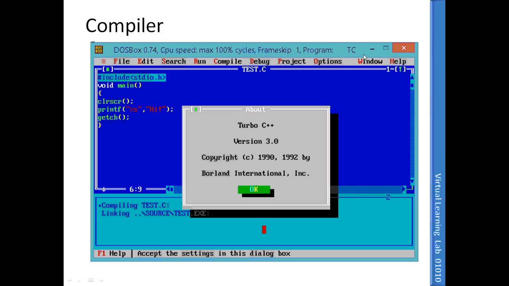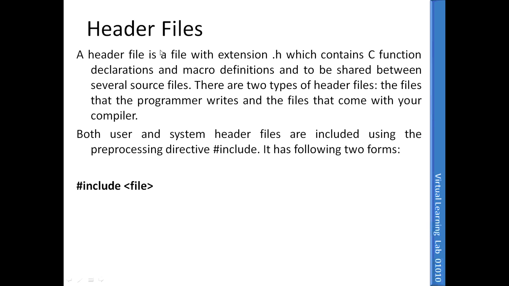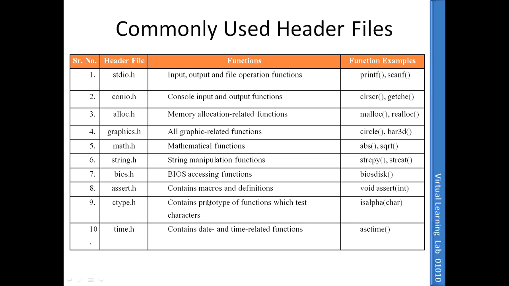Currently we are using the Turbo C++ compiler, version 3.0. You can use any compiler depending on your requirement, but in subsequent demos we'll be referring to this compiler for demonstrations. Then conio.h is another header file which we are going to use. Header files are there.